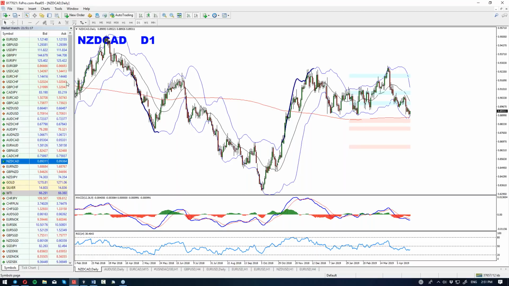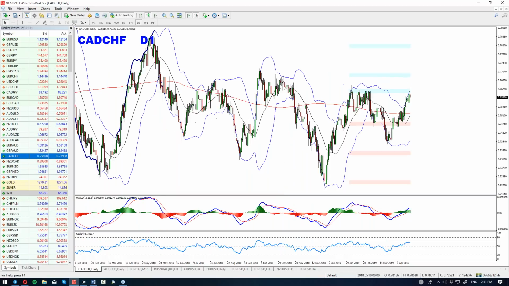Next one, CAD franc. Now this was another monster we enjoyed from. What is that? Here, CAD franc. Beautiful movement. We are in from the trendline breakout with the bullish divergence in play and rallying all the way up.